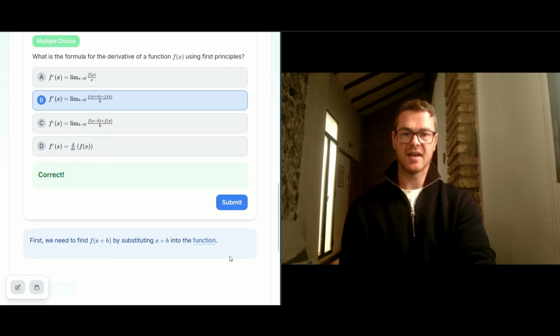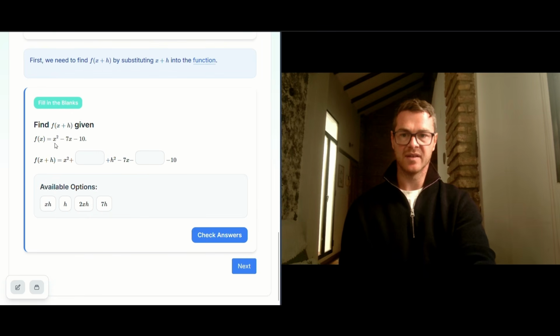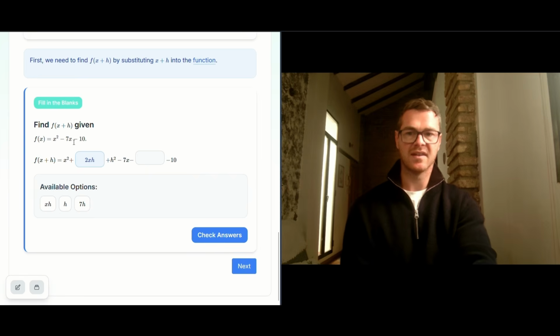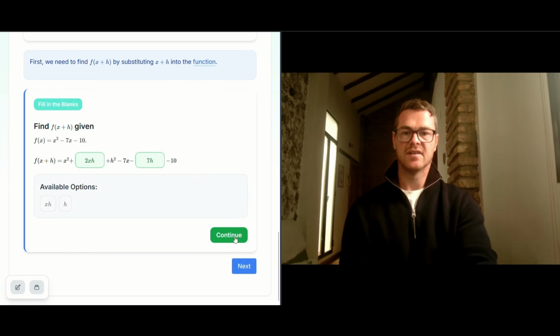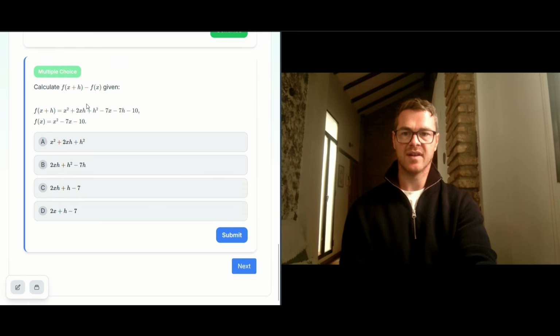I'm going to sub in x plus h into that. So if I have x plus h squared, that is going to be x squared plus 2xh plus h squared. And then if I sub in x plus h into that, I have minus 7x minus 7h. I'm going to take away f of x. So anything that doesn't have an h in it is going to disappear. So I'm just going to have 2xh plus h squared minus 7h.